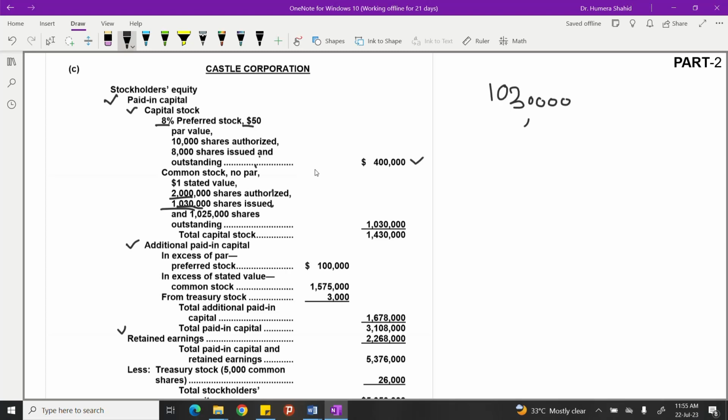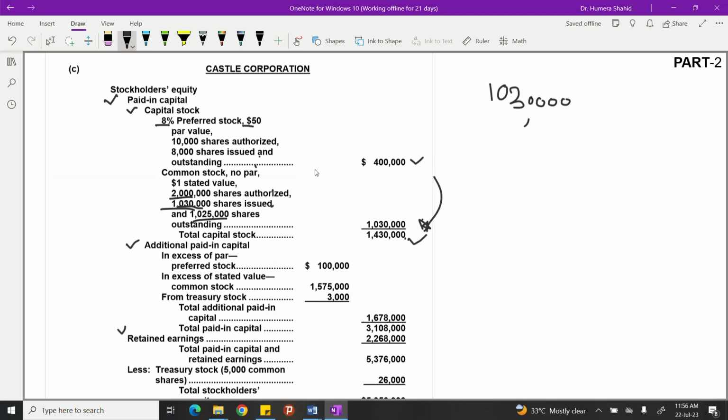So 1,130,000 issued and 125,000 shares outstanding. So remaining, when this amount is for the issued. So if you multiply issued capital with the stated value, you get your total common stock. Add these two, you will get your capital stock.